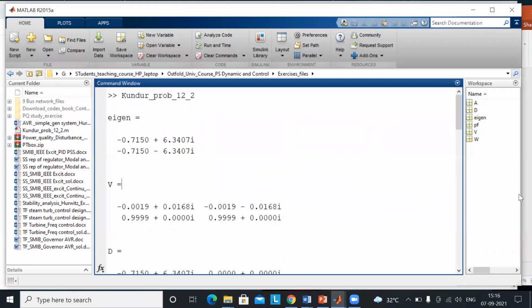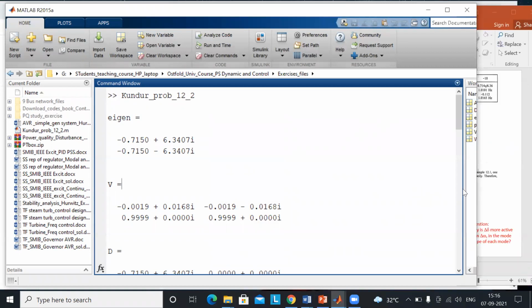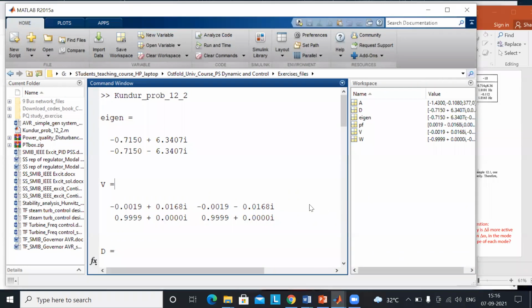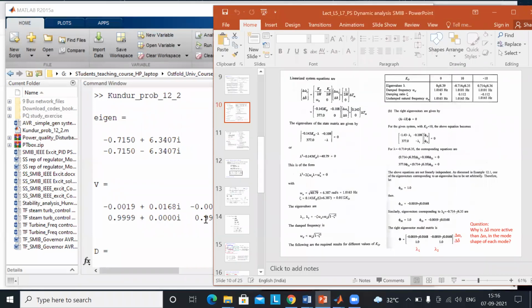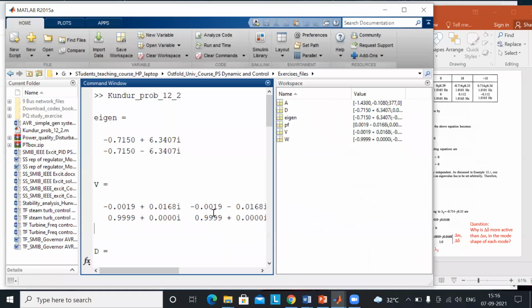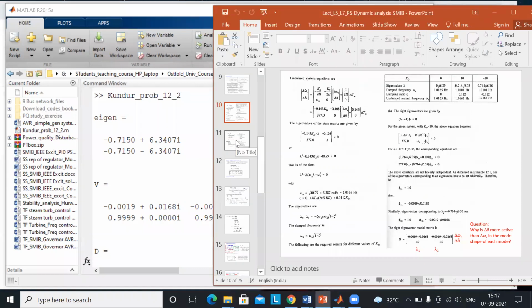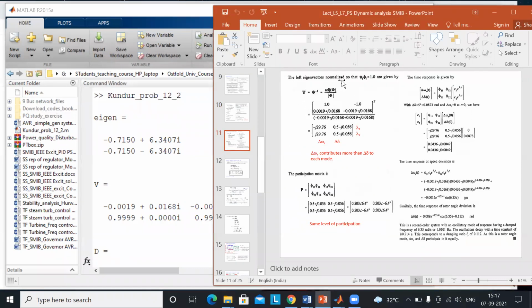And then maybe if you take this part, it is the same way you have represented here. It is this one. So this is your right eigenvector, right? But in the solution here, they have done the normalization for the left eigenvector.